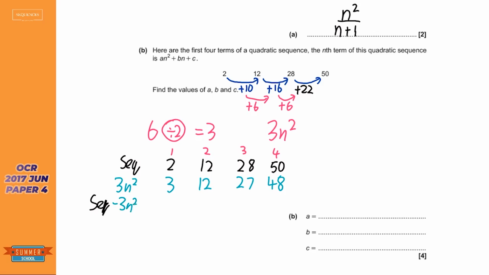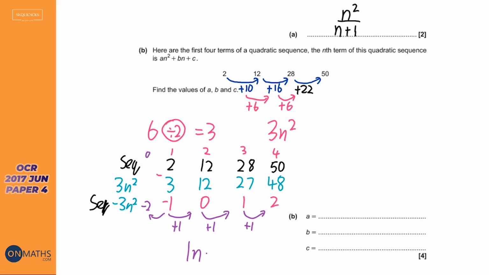Now here's a bit of a difference. We're actually going to end up with a negative here, which is fine. Then 0, then 1, then 2. Find the nth term of this sequence. So this sequence is going up in 1s. So it'd be 1n. And the 0th term would be -2. So take away 2. Now I'm going to leave that 1n in because it makes it easier for later on.